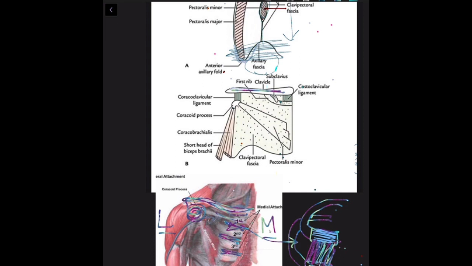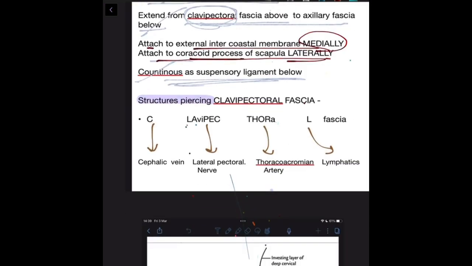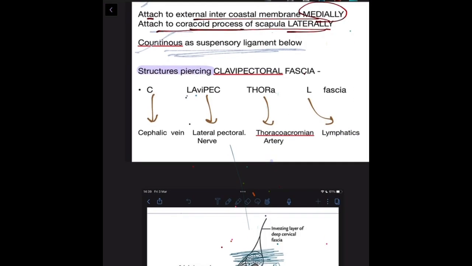So medially, this clavipectoral fascia, this is the medial side, right? Medially it is attaching to the external intercostal membrane, and laterally, this is the lateral side, it is attaching to the coracoid process. So laterally it is attaching to the coracoid process, and medially it is attaching to the intercostal membrane. And now the important part, structures piercing the clavipectoral fascia.